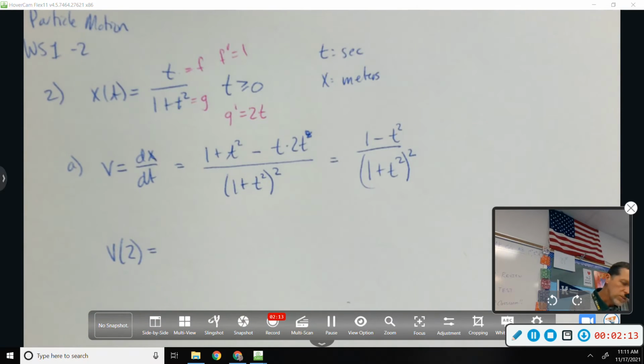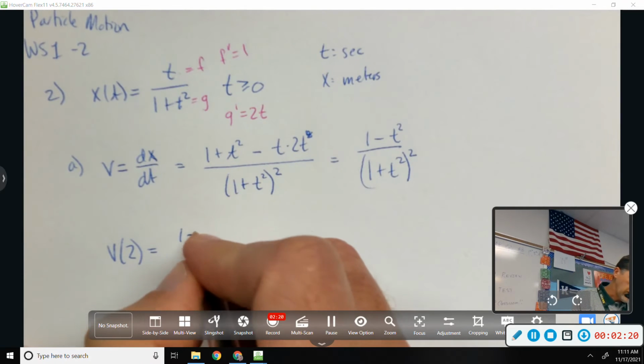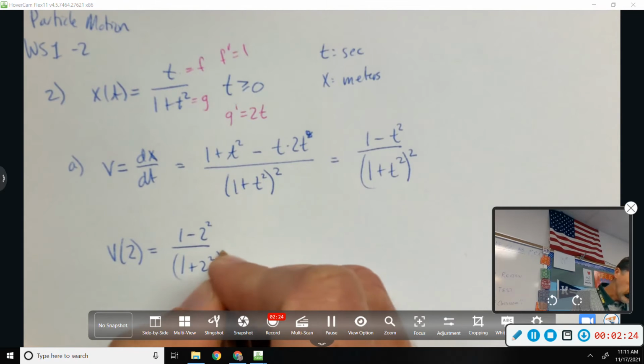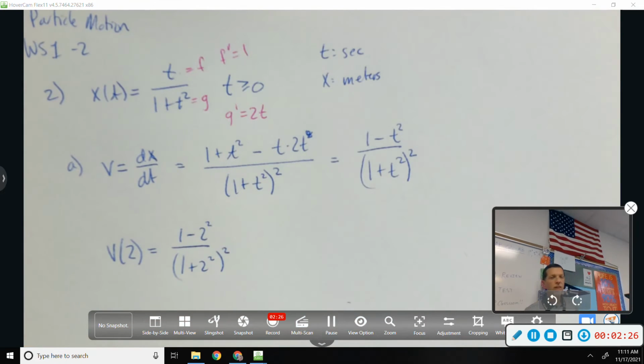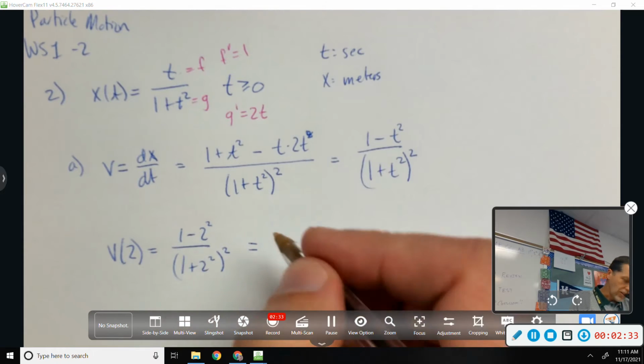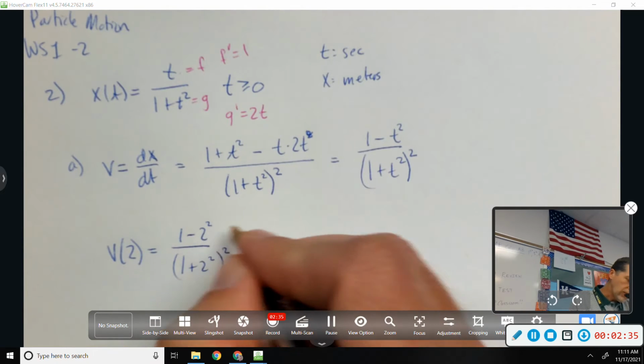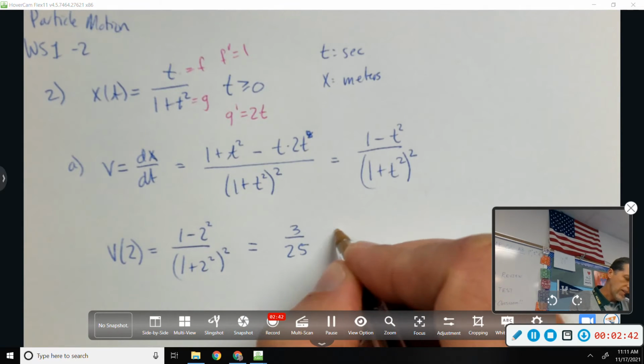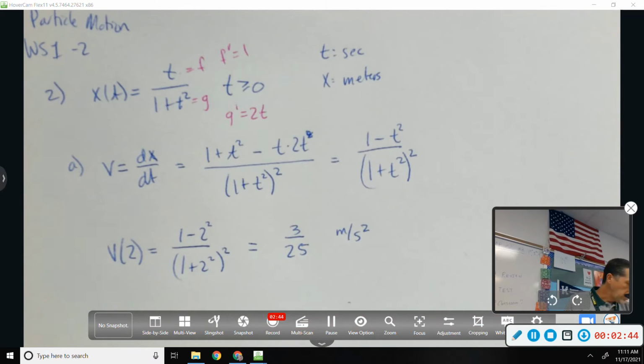And at time equals 2, so what will I do for time equals 2? Plug in 2 for t. So 1 minus 2 squared over 1 plus 2 squared, squared. And that would be a safe stop. Right? There's nothing wrong with that answer. 1 minus 4 is negative 3. 1 plus 4 is 5. Squared is 25. Meters per second squared.